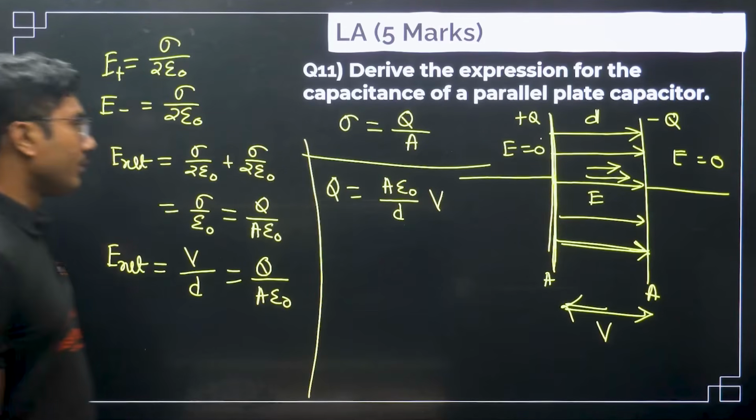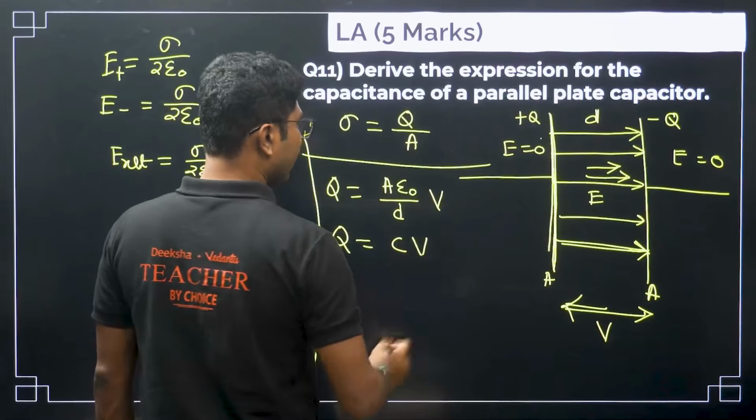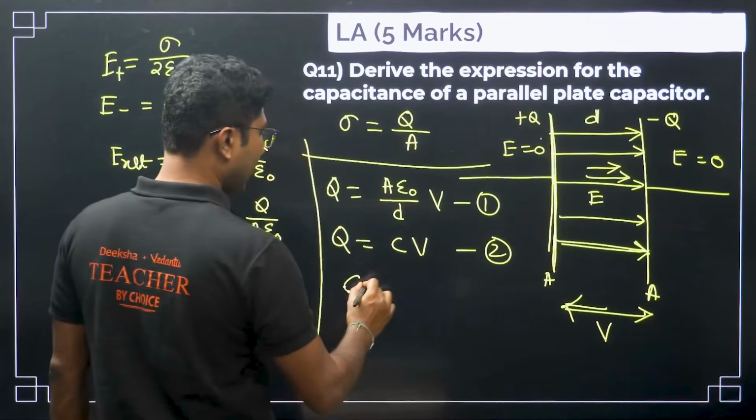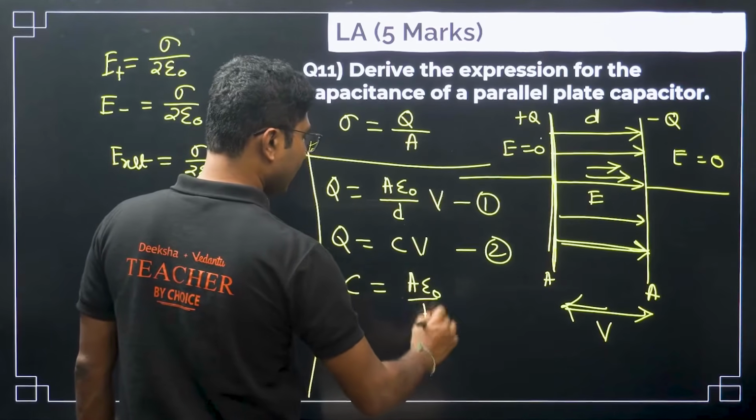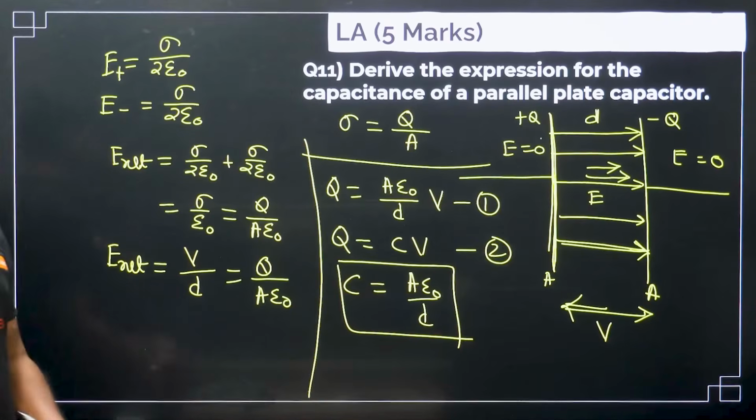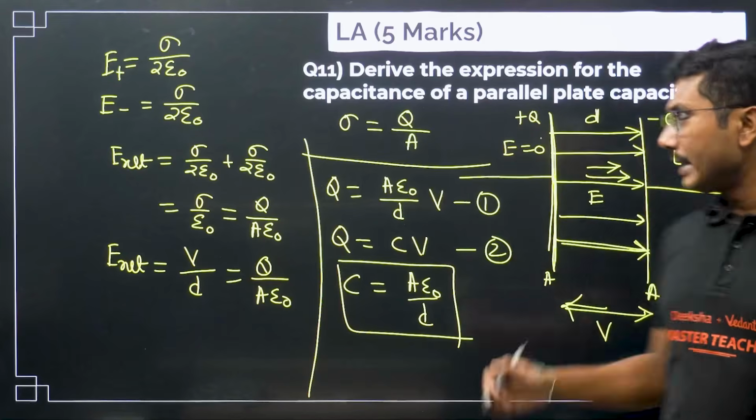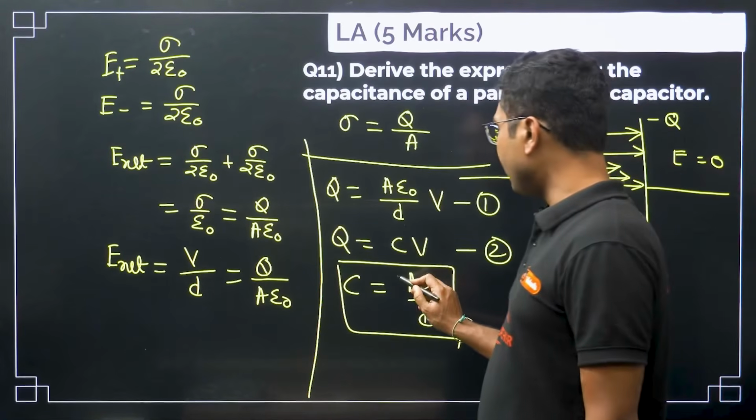Now we also know that Q is C into V. So comparing equation 1 and equation 2, we can write C equals A epsilon naught by D. Now remember, here the plates have only air between them. In case there is a dielectric medium of dielectric constant K, then that K will be added over here.